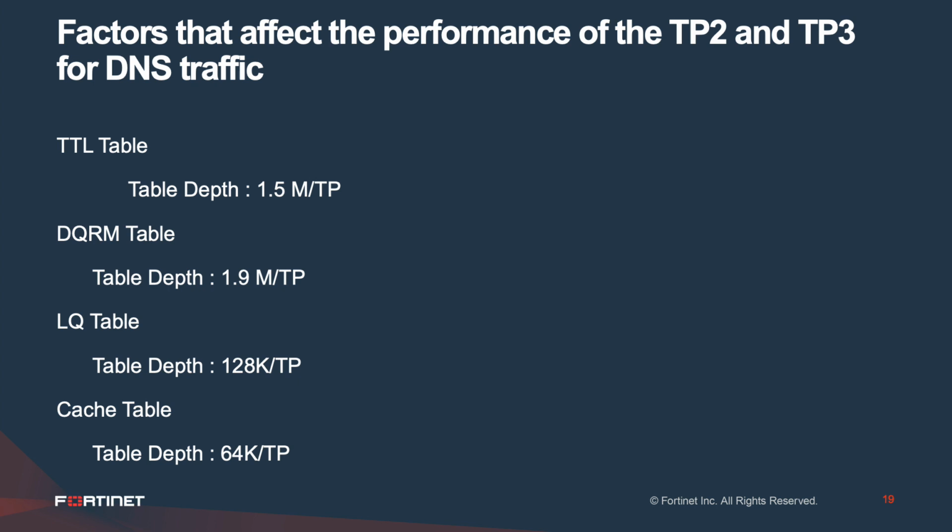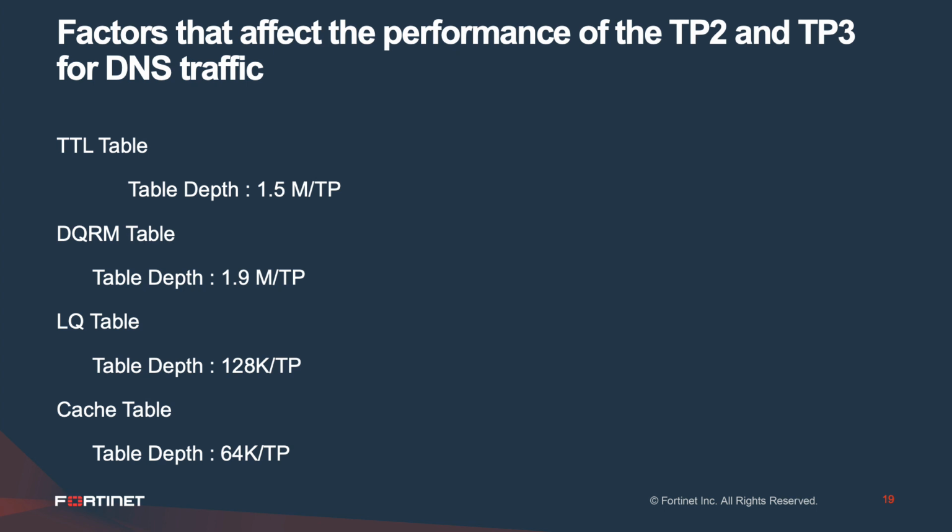Now, these features which I talked about, the TTL table, the DQRM table, LQ table, and cache table, do have a limit on sizes, but these are programmed for very high occupancy. For example, the TTL table is 1.5 million entries per TP. So if you have a 2000E appliance with 6 TPs, in total you would have a 9 million deep table for TTL, which is extremely large and unprecedented in the industry. Similarly, the DQRM table is 1.9 million per TP. The LQ table is 128K per TP, and the cache table is 64K responses per TP.